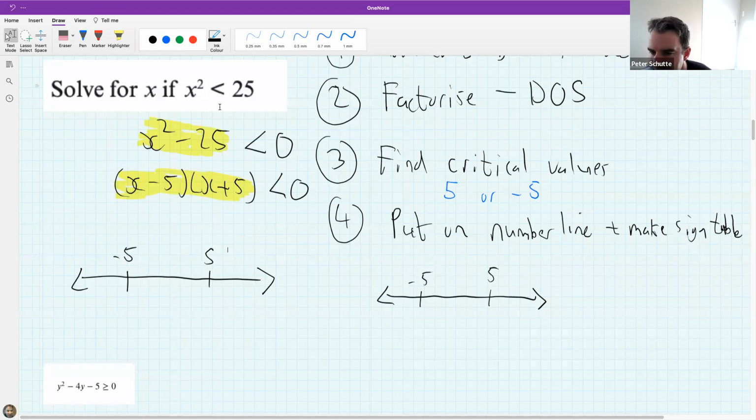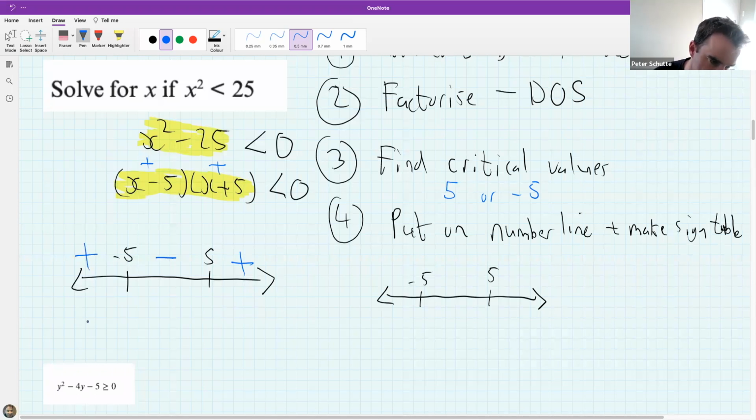Okay, so Sirvale, Annie. Annie said 8, so I'm going to take 8. If I put 8 into this expression, 8 minus 5 is going to give me a positive number, right? 8 plus 5 is also going to give me a positive. And what is a positive times a positive? It's positive. So I put a positive here. Now, as I go over this critical value, it goes from a positive to the opposite, which is a negative. Then when I go over the negative 5, it changes back to a positive value.